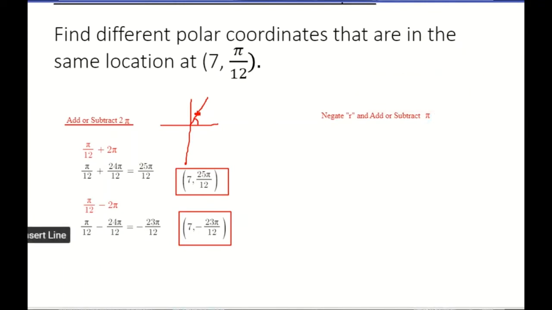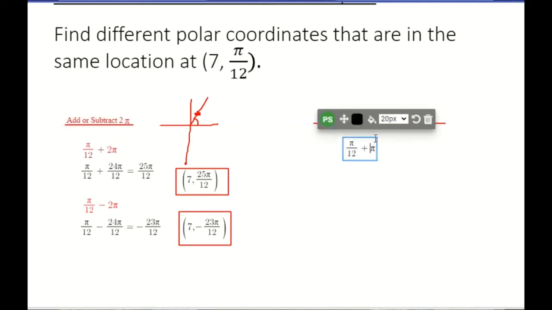All right, so let's go ahead and do that with our point. We can negate r and then either add or subtract pi. So to negate r, we're just going to flip this to be -7. So we'll just know that this will be -7 for both of our coordinates. And let's go through the process of adding or subtracting pi instead of 2 pi.